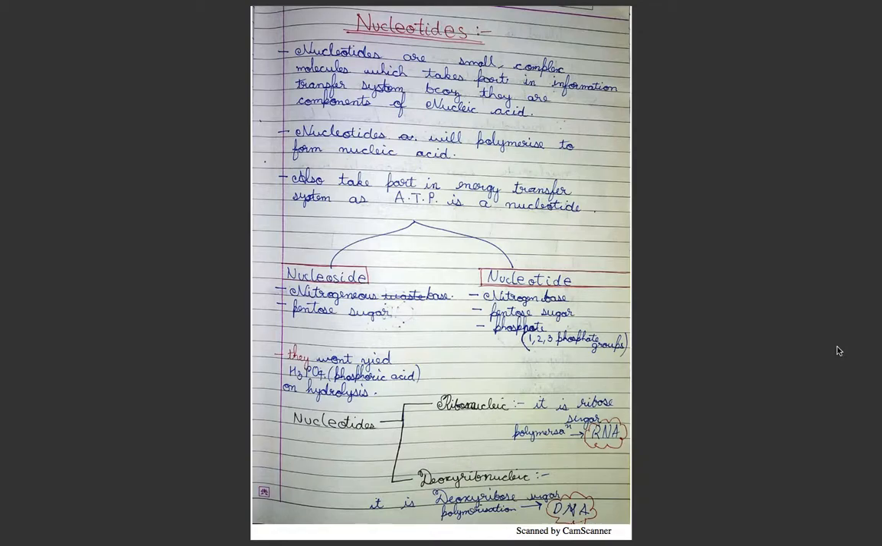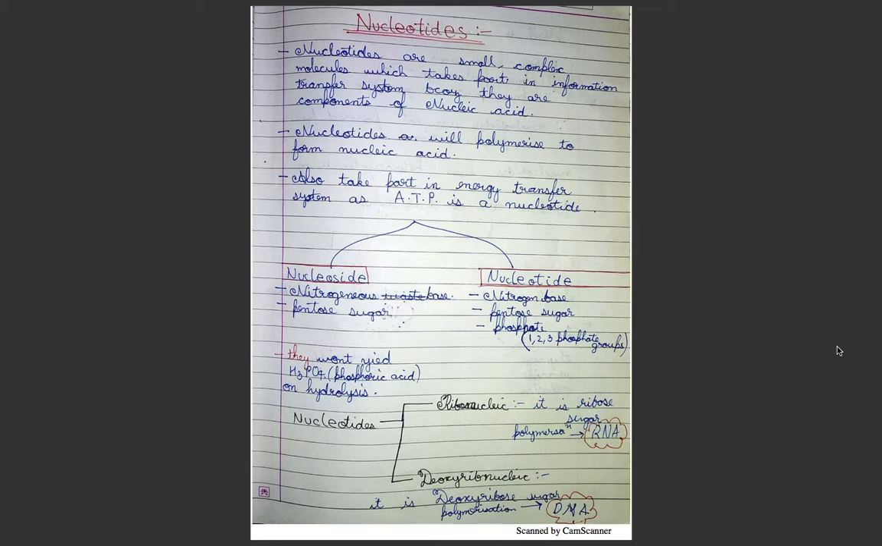Nucleotides are small complex molecules which take part in the information transfer system because they are components of nucleic acids. Nucleotides polymerize to form nucleic acid. They also take part in the energy transfer system, as ATP is a nucleotide. Nucleotides are again of two types: nucleoside and nucleotide. A nucleoside has a nitrogenous base and pentose sugar. A nucleotide has a nitrogenous base, pentose sugar as well as phosphate.